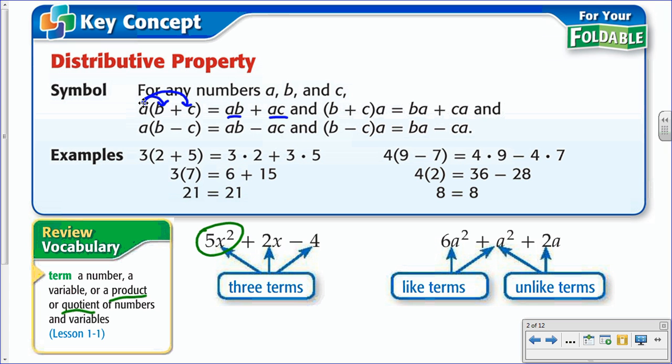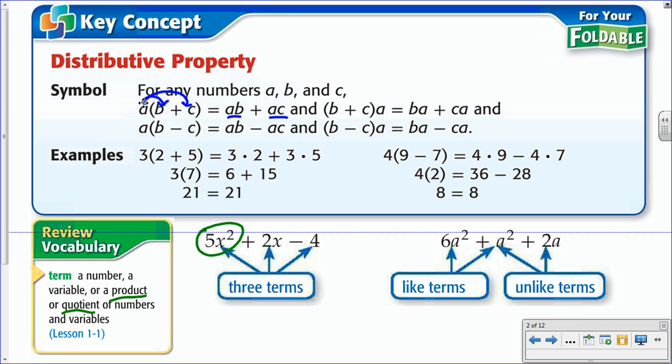Okay, look at this part right here. What makes 6a squared and a squared like terms? Yeah, Lamar. Both squared, right? What else? Same variable. What else, Brian? You got it? Okay, so what's the rule? You have to have the same variable raised to the same what? Power. Good. That's the rule. Does anybody need more time on this? A little bit, okay?